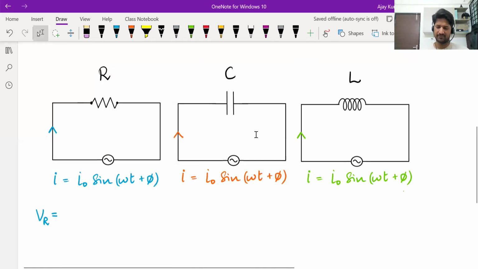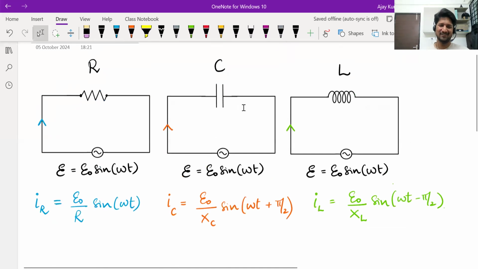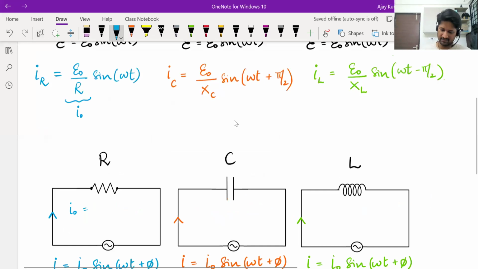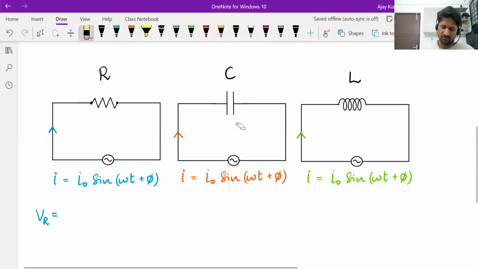Sir, I is equal to E by R. So I naught will be equal to? Then we'll get an equation, and then I naught will be whatever the peak value. I naught is E naught by R. Okay. If I naught is E naught by R, this is the peak value of current, no? Then E naught will be I naught into R.